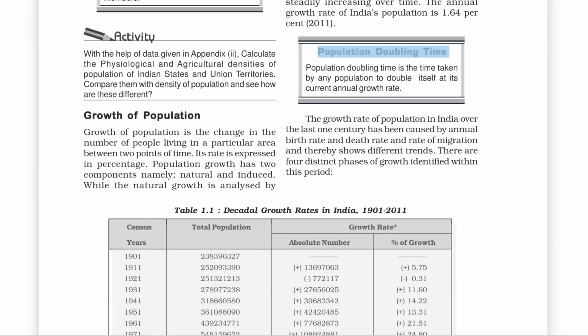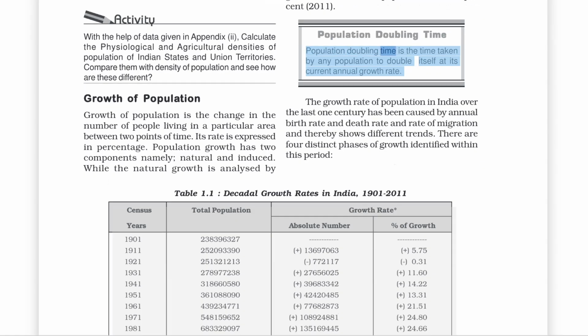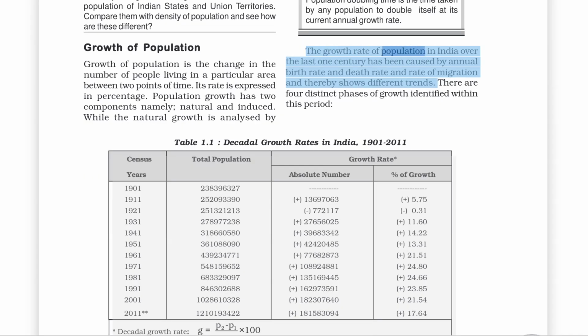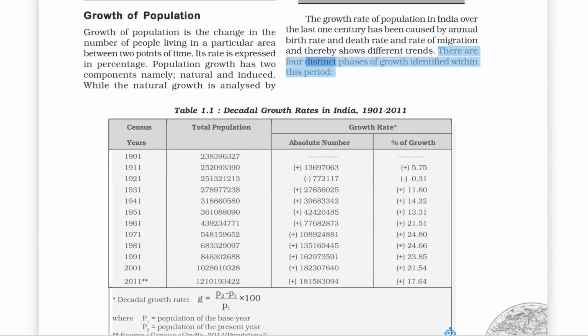Population doubling time. Population doubling time is the time taken by any population to double itself at its current annual growth rate. The growth rate of population in India over the last 1 century has been caused by annual birth rate and death rate and rate of migration, and thereby shows different trends. There are 4 distinct phases of growth identified within this period.